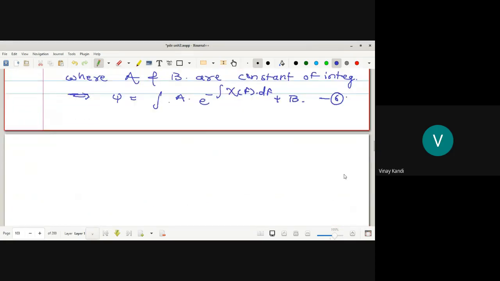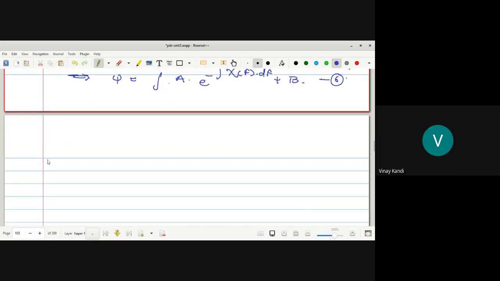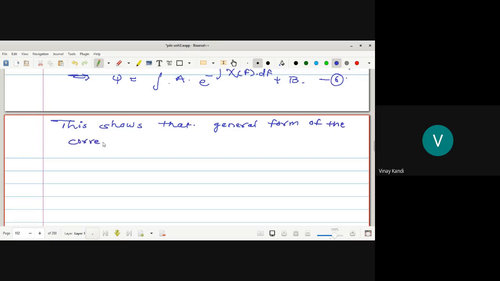So the equipotential function should be in this form, where psi is equal to integration of a into e raised to minus integration of chi of f df plus b. So this shows that the general form of the corresponding potential function.